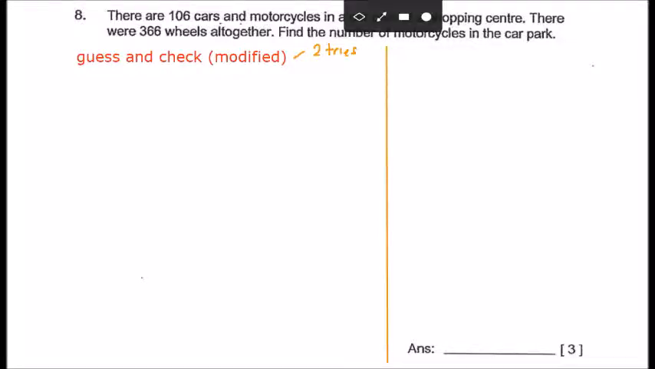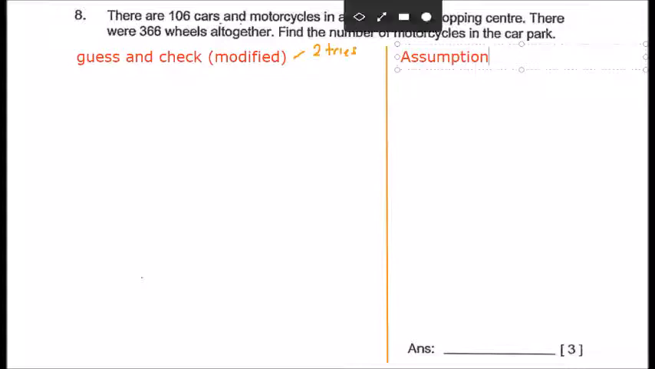And the other method is the assumption method. So this is the method that I will recommend. Of course, if you are good and you are used to using this method, you can understand. Of course, this assumption method will be much faster. But if you are very used to guess and check, I suggest you learn the modified method.